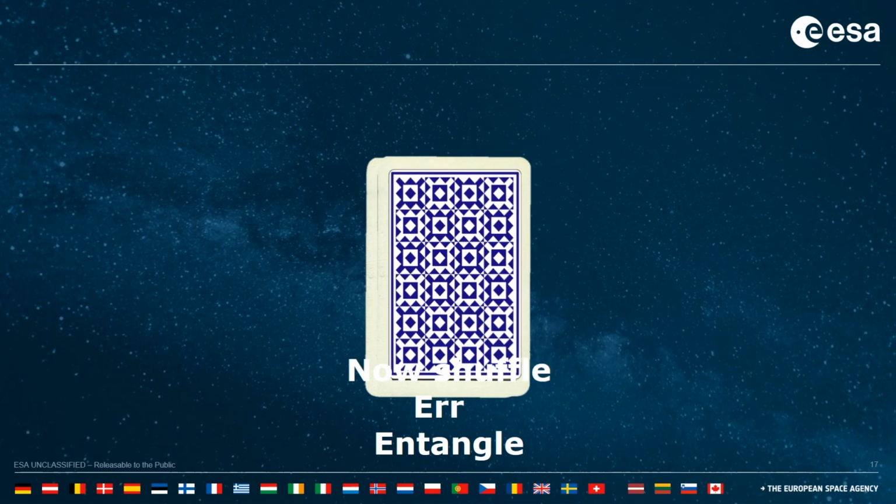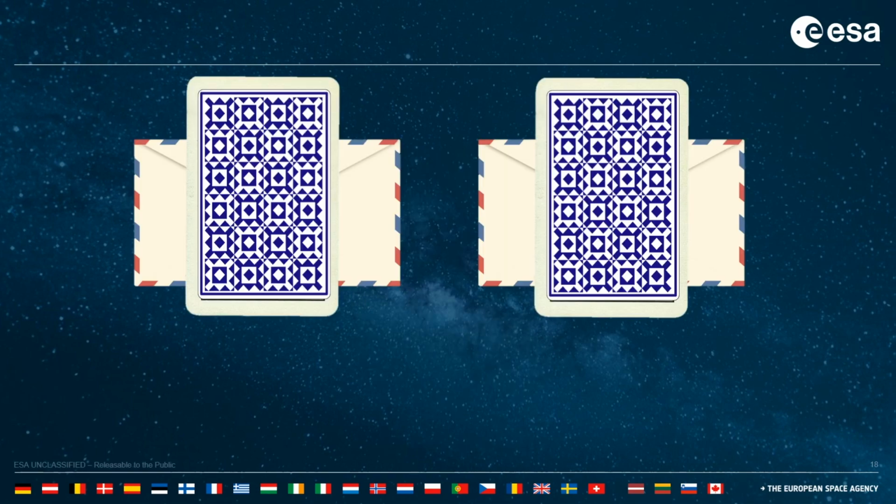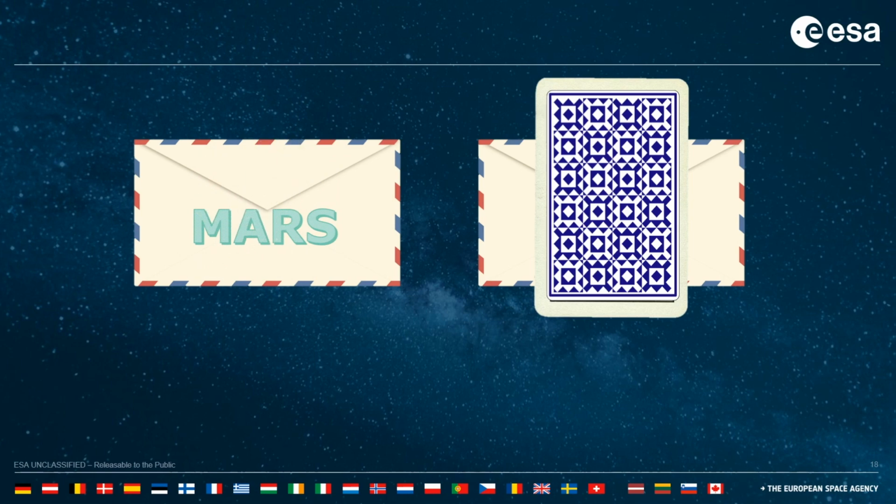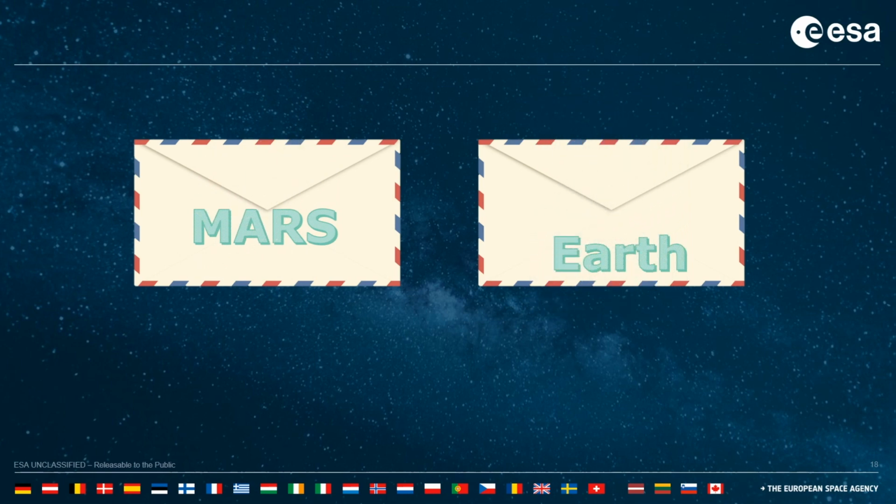Then we'll send one to Mars and put the other one in another envelope and send it to Earth. So we've prepared the state of both our qubits, and we sent one qubit to Mars, another qubit to Earth. So these 2 qubits are entangled.